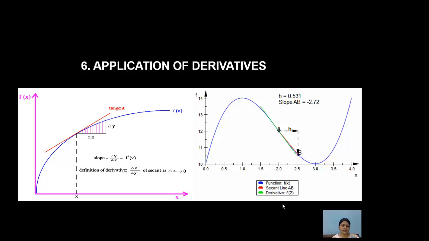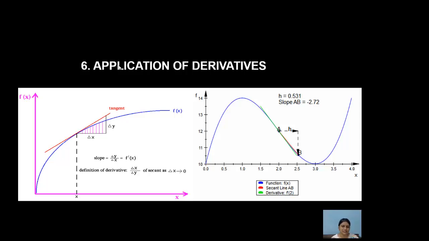Let's begin with the next chapter, chapter number 6, application of derivatives. Earlier we have studied how the derivative works on various functions, and now we are going to see how it is applicable in the real world, in real life situations. First we'll start with the application in the rate of change.